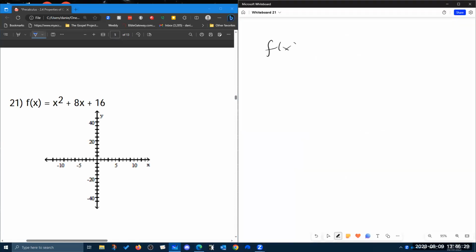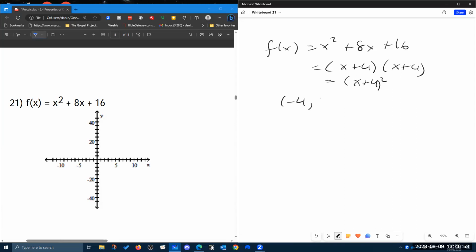Now we have f of x equal to x squared plus 8x plus 16. This is a perfect square trinomial. We are going to need to factor it. This is x plus 4 times x plus 4, which makes this (x plus 4) squared. So my x-intercept is at -4. Remember, this is a multiplicity of 2.